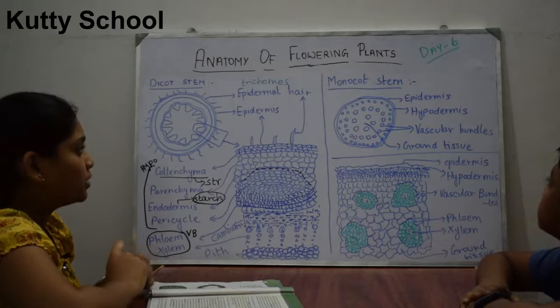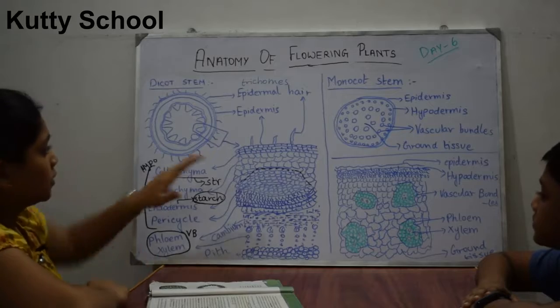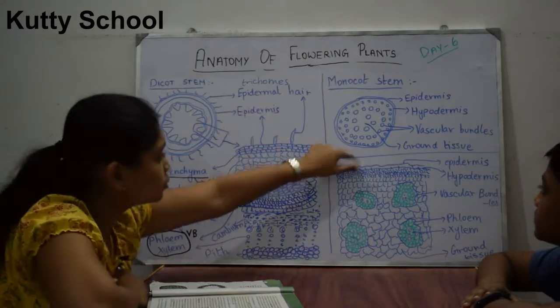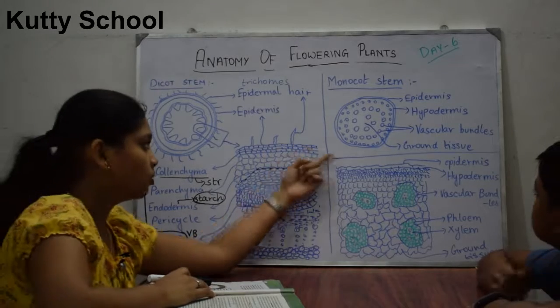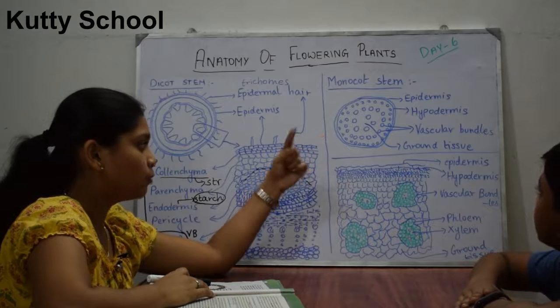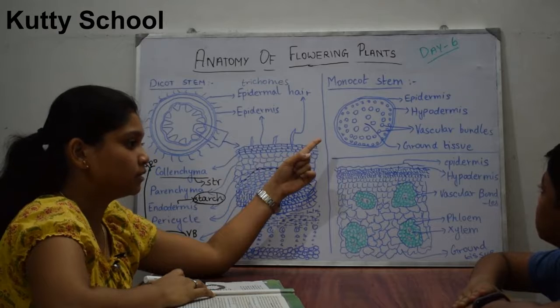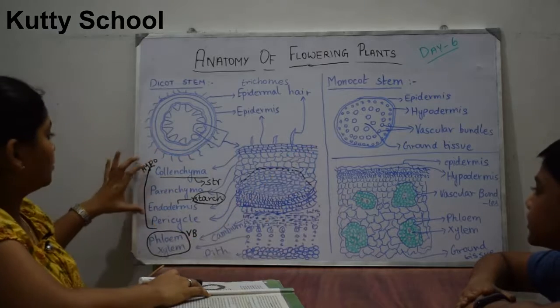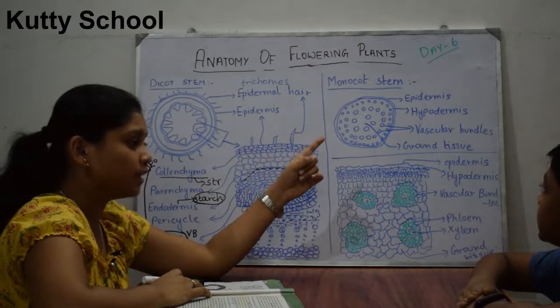And now we are going to see the monocot stem. Here also we are going to see the transverse structure and a small portion. This monocot stem also has the epidermis, and then hypodermis layers. Here the hypodermis is made up of sclerenchyma cells.